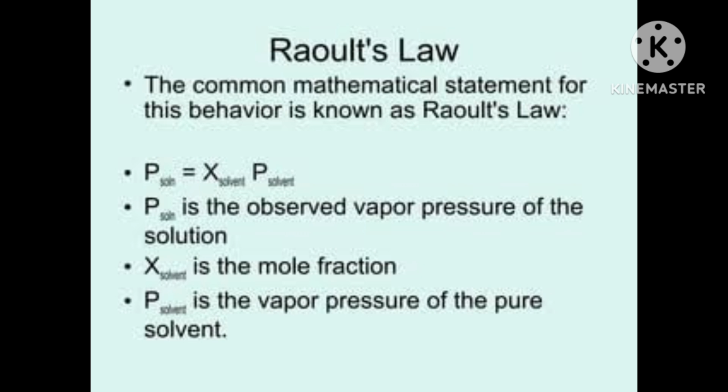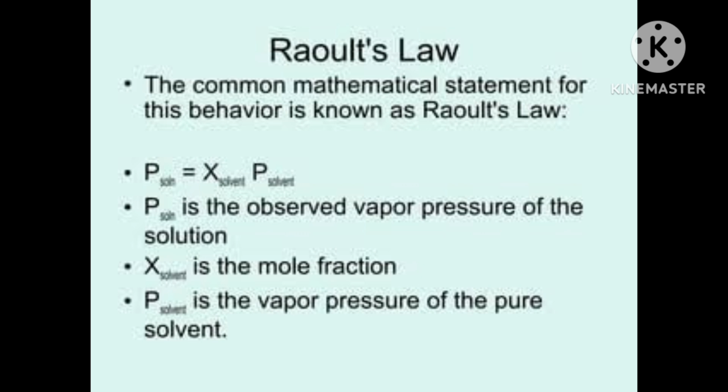First you see, P1 is directly proportional to x1, the mole fraction. Now you convert this proportionality sign into equality. Then one constant is required; you have to multiply by one constant. You consider that as P1 subscript 0, written as P1 with a small subscript 0. This P1 0 is actually a constant.